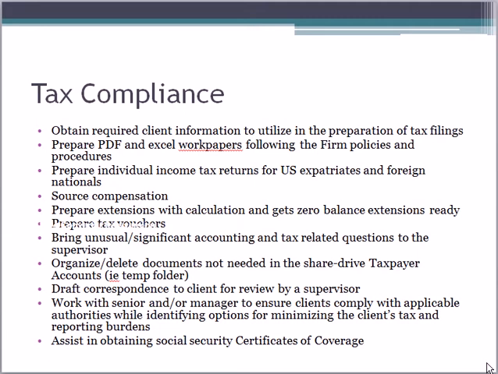Tax compliance. So basically we want you to be able to understand income tax for U.S. federal laws and state laws. And here's some of the things. One of the things that we specialize in is U.S. expatriate taxation, as well as foreign nationals or foreign individuals who come to the U.S. for the first time and need to file a tax return. There at the bottom you'll notice that we also assist in obtaining Social Security certificates of coverage for companies. So you can read through the list there for tax compliance.